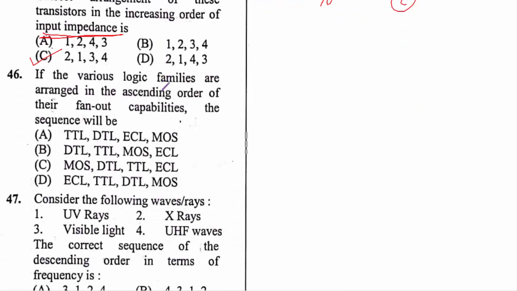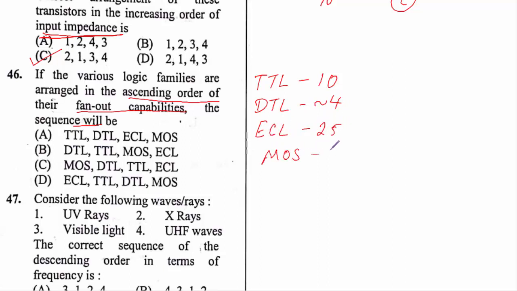46th question. They have given, if the various logic families are arranged in ascending order of their fan out capabilities, what will the sequence be? We know that in the case of TTL, fan out is 10. In the case of DTL, fan out is approximately 4. In the case of ECL, fan out is 25. In the case of MOSFET, the fan out is 50.